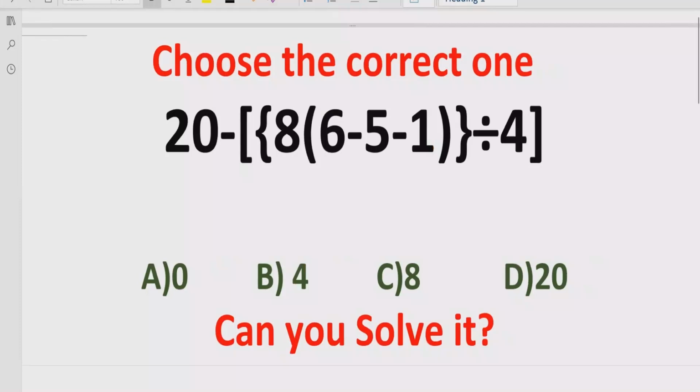Today we will solve another quiz which is related to arithmetic expression. The quiz contains the basic operations: plus, minus, multiplication and division. So we have to solve this quiz using the PEMDAS and BODMAS method and find out the correct answer. In the answer list we have four answers. A is 0, B is 4, C is 8 and D is 10. So let's see after solving it which answer is correct.